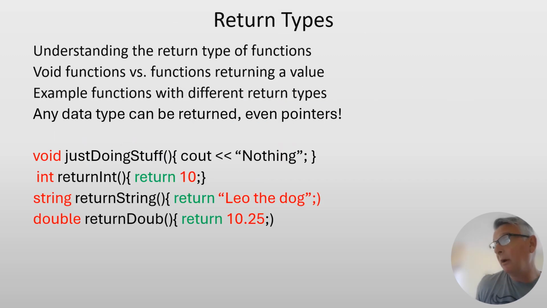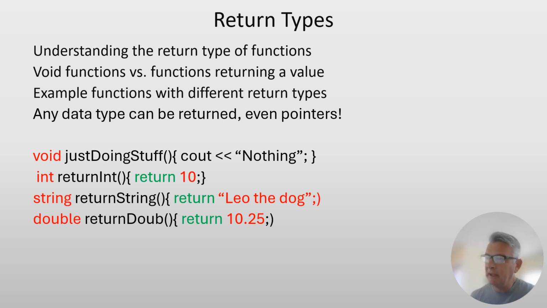Like I said earlier, functions can return any data type or no data at all. Let's say you write a function and you don't want it to give back any data. You just want it to do its job. Well, that would be a void function. So you have to declare what it's going to return, and if your function is not going to return anything, it's just void. Right? Void. Into the nether. So this function, just doing stuff, does one thing. It just prints nothing. And then it's done.